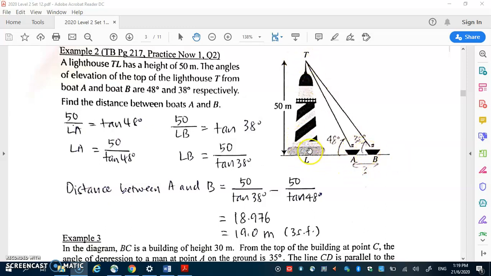So now I'm looking at the bigger right angle triangle over here. Tangent 38 is equal to 50 over LB. So LB is equal to 50 divided by tangent 38. So the difference is basically going to give you the distance between A and B. Okay, so you take LB minus away LA because LB is the longer length, right? So length of LB minus away length of LA, you will get the distance between A and B, which is 19.0 meters to 3SF. Don't forget your units and your bracket 3SF.